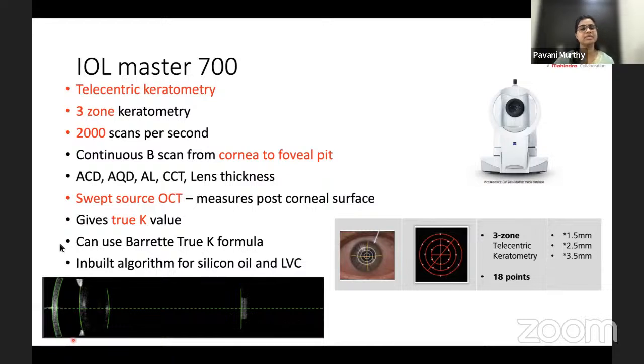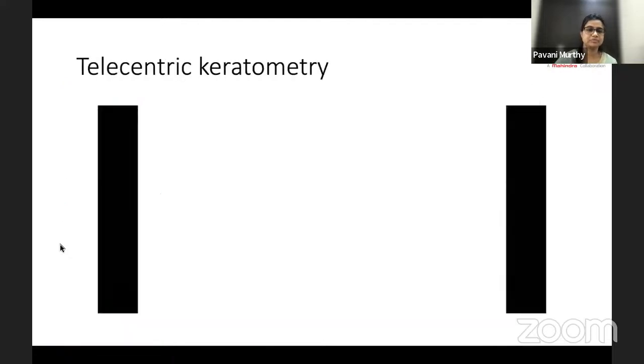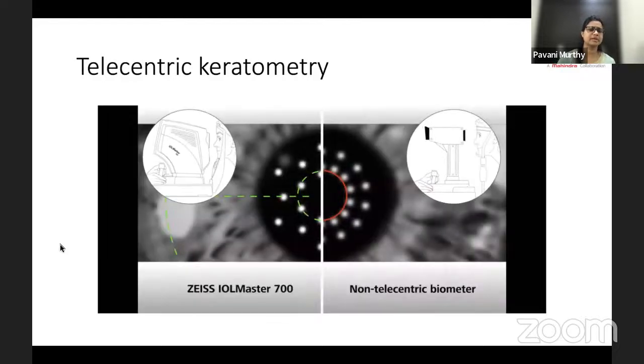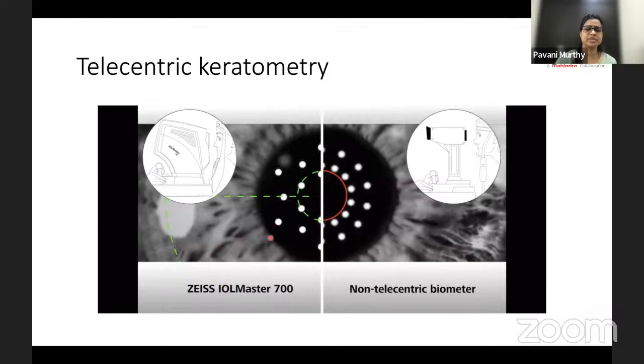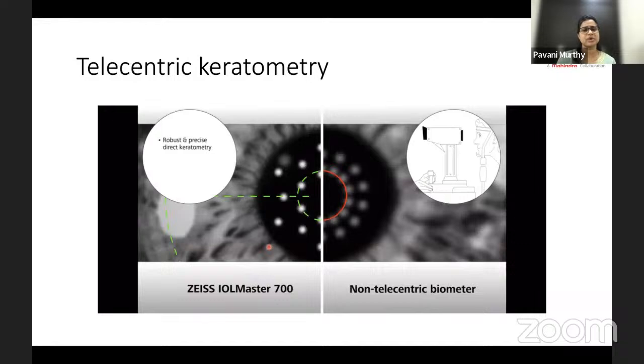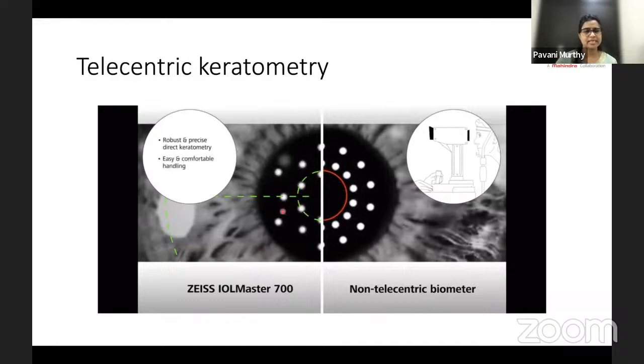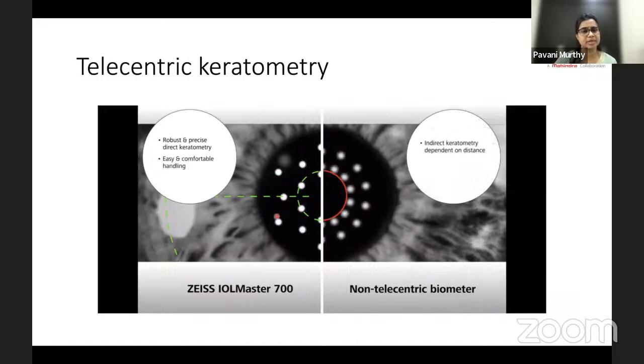It has an inbuilt algorithm for silicone oil and patients with laser vision correction. So this is a video by the manufacturers, basically an IOL Master 700. What is telecentric keratometry is that even if the device to eye distance is varied, the spot size does not change much. That means that the measurement is motion independent, independent of the focus.